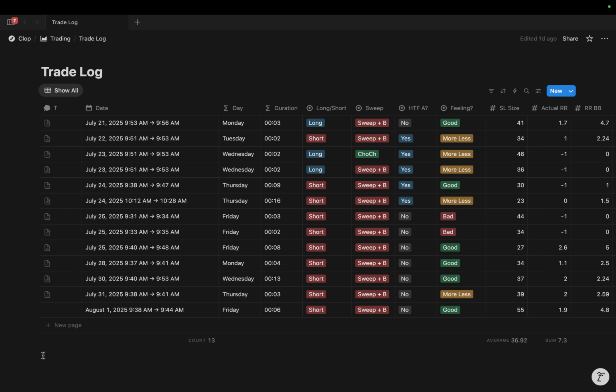Okay, so I'm gonna show you one of the most important tools. I can guarantee you any trader would say that is a trade log. What is basically a trade log? A trade log is something that you put into the inputs of your trades.